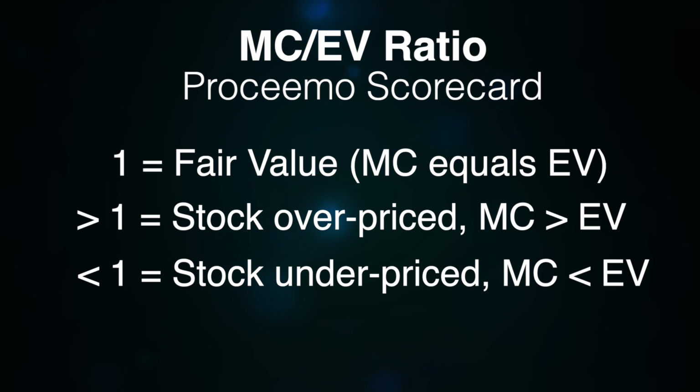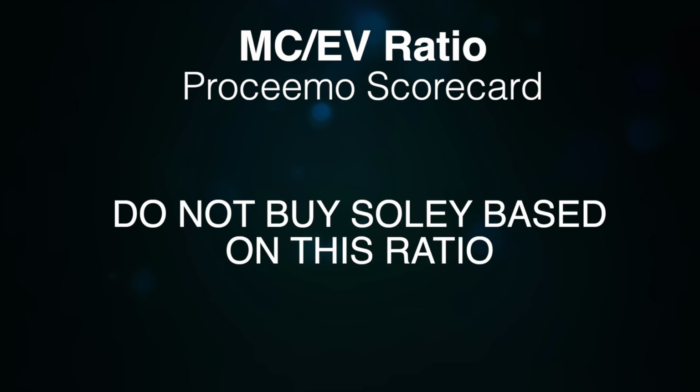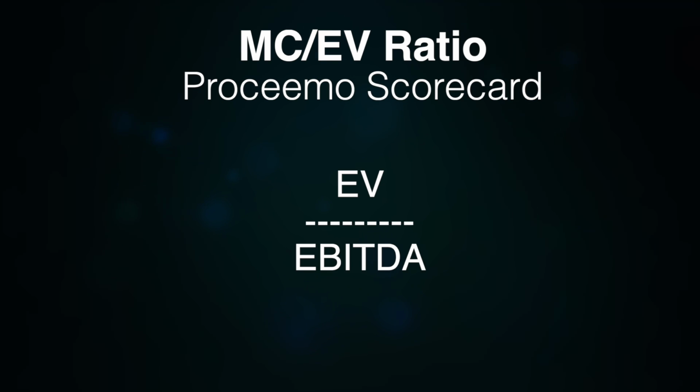This is a really simple method for analyzing value. Just like we said with the price to earnings ratio, you cannot use this one ratio in a bubble to determine your buy or sell decisions for a company. As value investors, it's best to look at as much data as you can before making that decision, and this ratio is just one small factor. And there's actually an even better ratio using enterprise value, and that is enterprise value over EBITDA, which we will be covering in a future episode of Proceemo University.